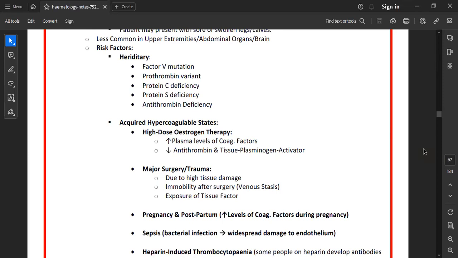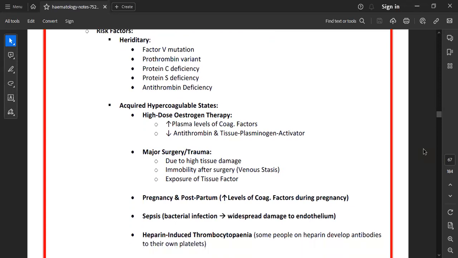You can also have acquired hypercoagulable states, where high-dose estrogen therapy increases plasma levels of coagulation factors. So the increase in coagulation factors, of course, shifts the coagulation cascade towards coagulation. And then it also reduces antithrombin and tissue plasminogen activator. These two factors are the ones that are involved in the fibrinolysis. So that means the blood clots will not really be dissolved into the blood, so they can easily detach and cause the problems that we're talking about.